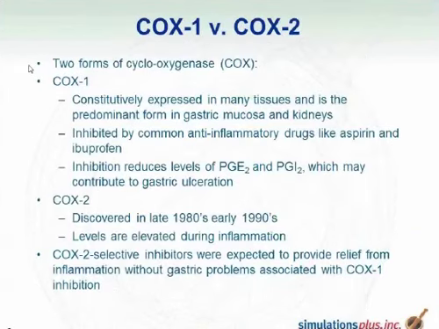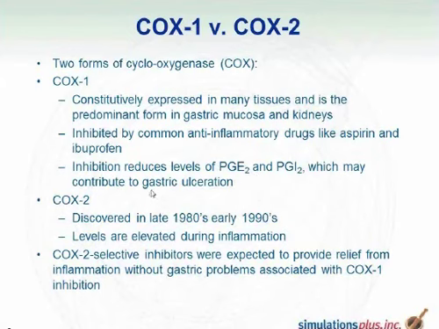There are two forms of cyclooxygenase, COX-1 and COX-2. COX-1 is constitutively expressed in many tissues, and it's the predominant form in gastric mucosa. It's inhibited by anti-inflammatory drugs such as aspirin and ibuprofen. And as I mentioned on the previous slide, prostaglandins are responsible for inhibiting acid secretion in the stomach. So when you take a COX-1 drug like aspirin, it prevents the synthesis of this, which ends up not being able to regulate the acid influx into your stomach, so it can cause gastric ulcerations and stomach problems.